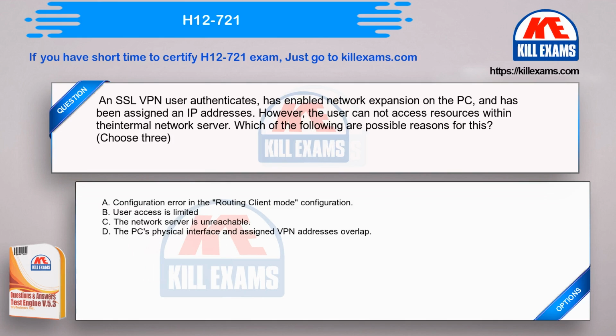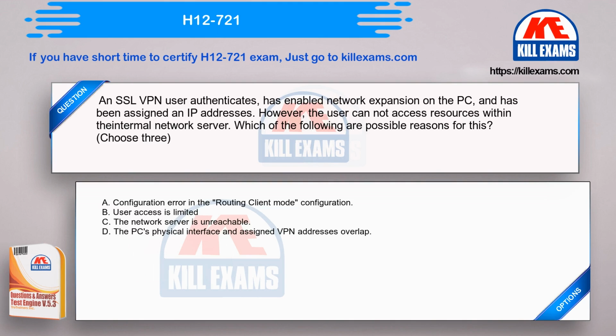An SSL VPN user authenticates, has enabled network extension on the PC, and has been assigned an IP address. However, the user cannot access resources within the internal network server. Which of the following are possible reasons for this? Choose 3. Option A. Configuration error in the routing client mode configuration.